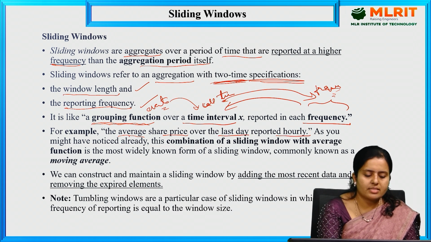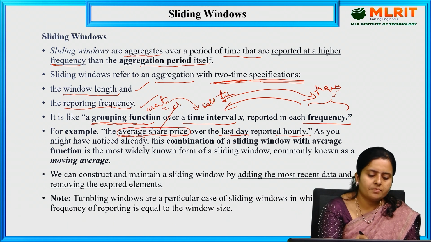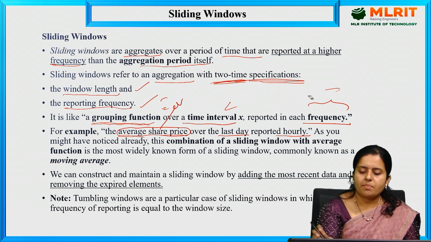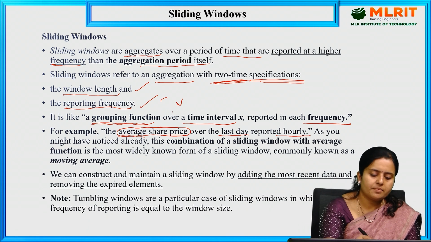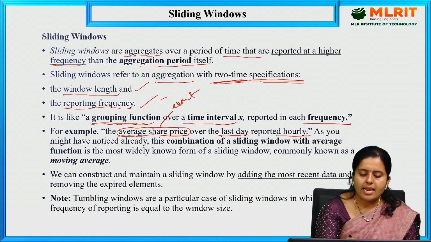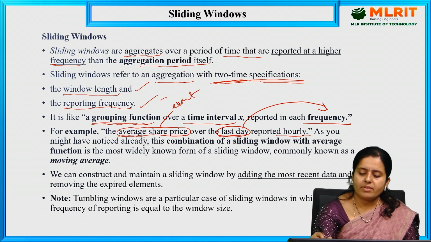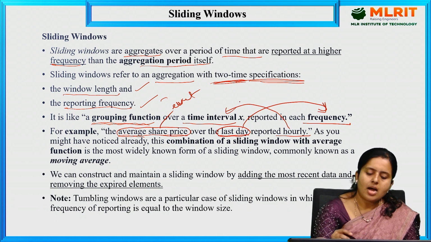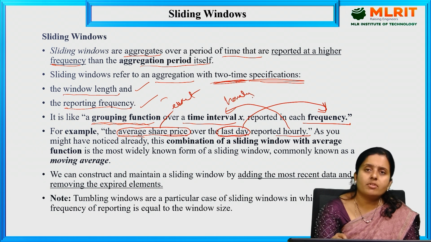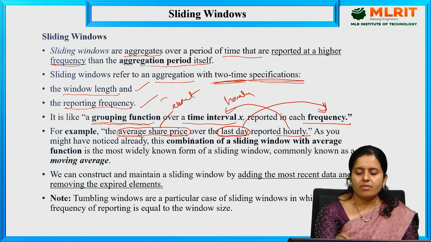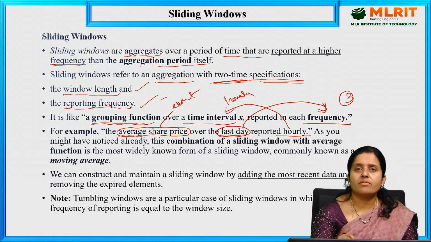Here we can call the average share price an event, and the last day, we can consider it as the frequency. And what is the time interval? On an hourly basis. So here we have three factors, which are nothing but event, time as well as frequency.